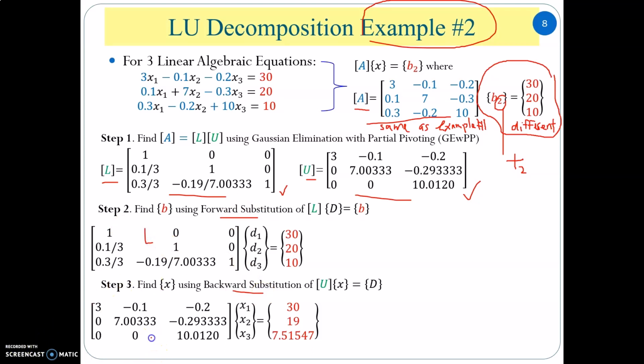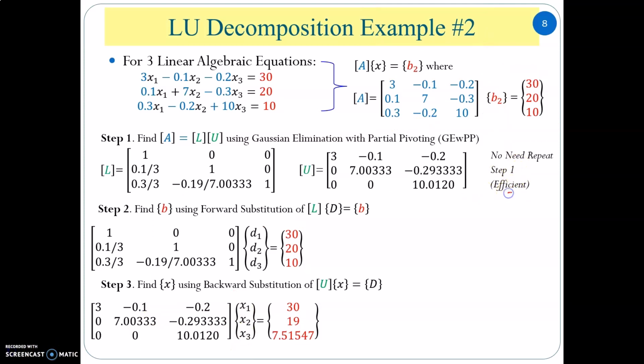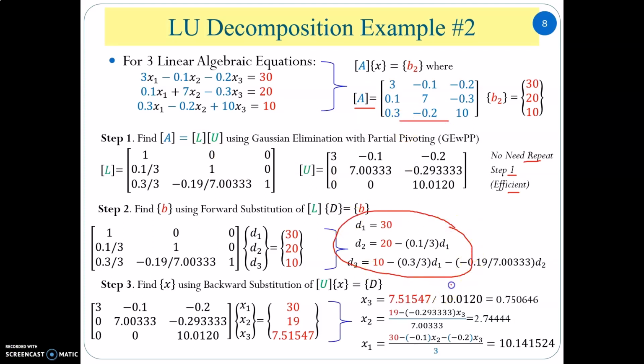So our L and U matrices remain the same, and your B matrix is changed to this 30, 20 and 10. You substitute inside and you can compute your D1, D2 and D3. So once you compute D1, D2, D3, you should obtain this answer, and then you perform the backward substitution to find your x1, x2 and x3. You see, this method is efficient compared to Gaussian elimination because we do not need to repeat step 1 many times as long as the A matrix remains the same. We can easily use the substitution to find the answer.